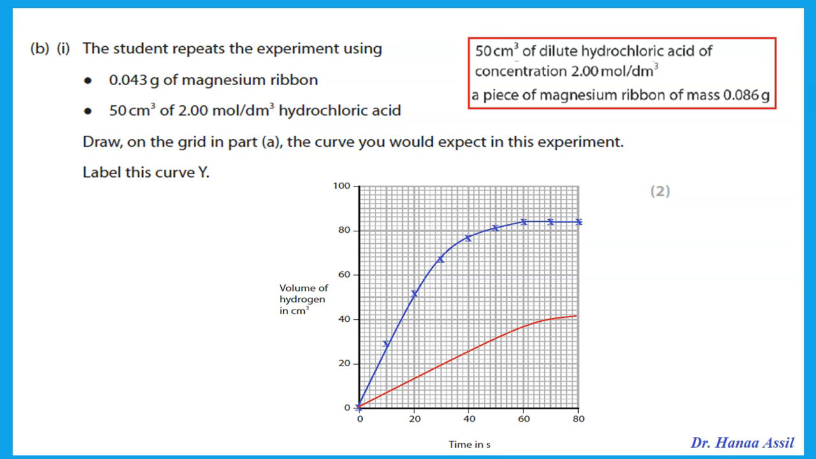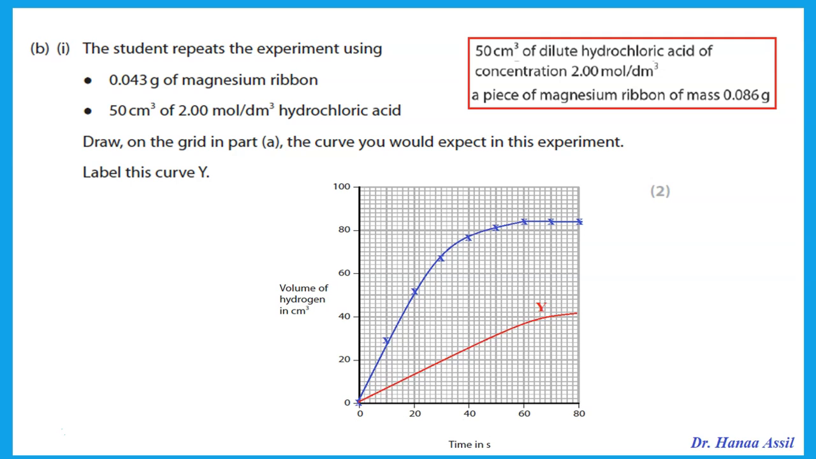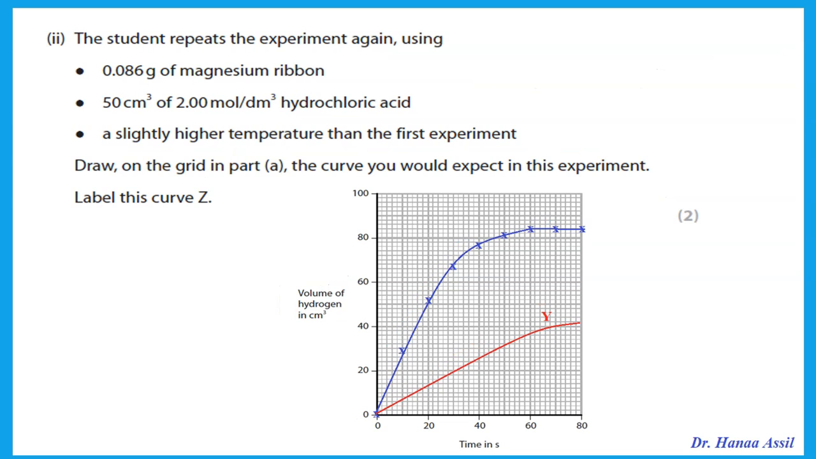If we were talking about the excess, it wouldn't make a difference with the final product. But we're talking about the magnesium, which is the limiting reagent, so that would affect how much gas we get. And we want to label this curve as Y. Then the student repeats the experiment again using the same mass of magnesium, 50 centimeter cubed of 2 mole per decimeter cubed hydrochloric acid.